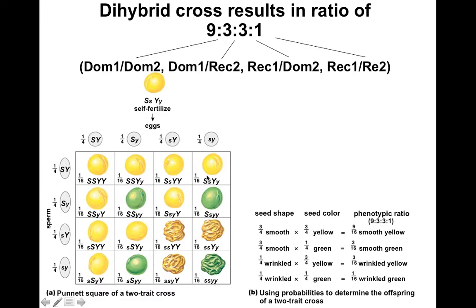So dominant phenotype for both is 9. Dominant phenotype for green is 3. Dominant phenotype for yellow is 3. And recessive phenotype here, being the wrinkled and yellow, is going to be 1. Again, that's going to end up being a 9:3:3:1 ratio of each of these different phenotypes. So this is what a dihybrid cross looks like.